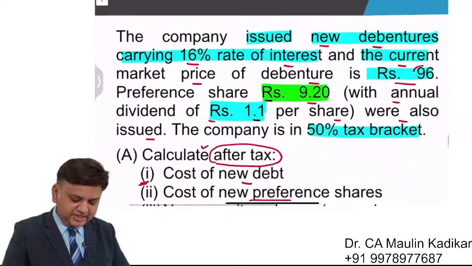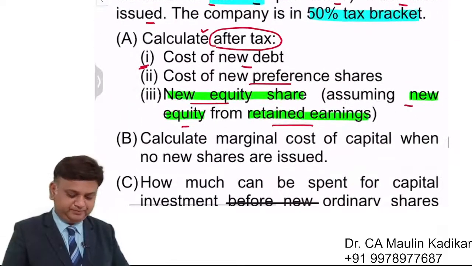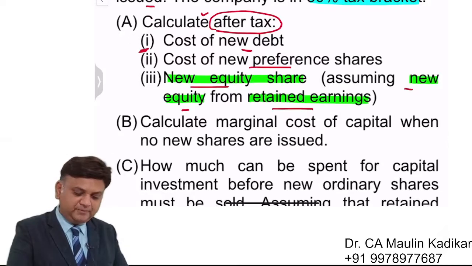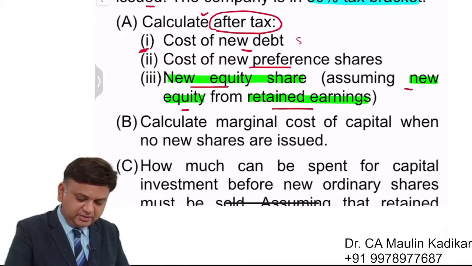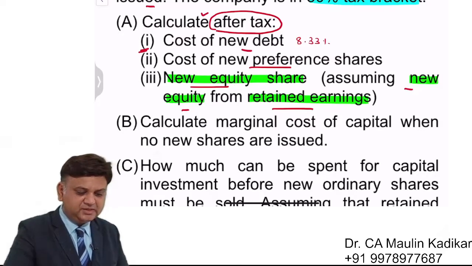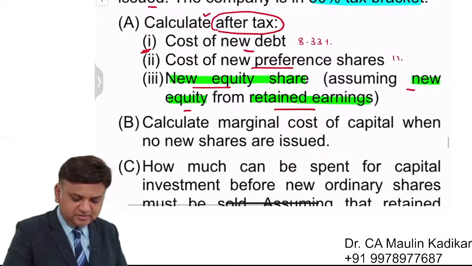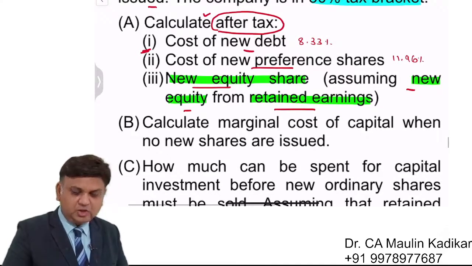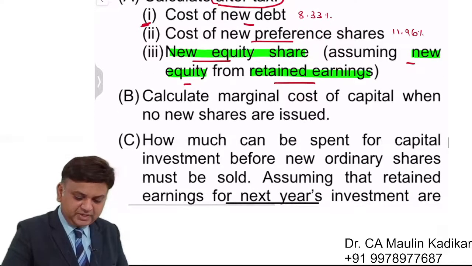So we have computed the answer of A part of the question. Cost of new debt, that is I think 8.33. Cost of new preference share, I think it is 11.96. And cost of retained earning, it is 15.01.